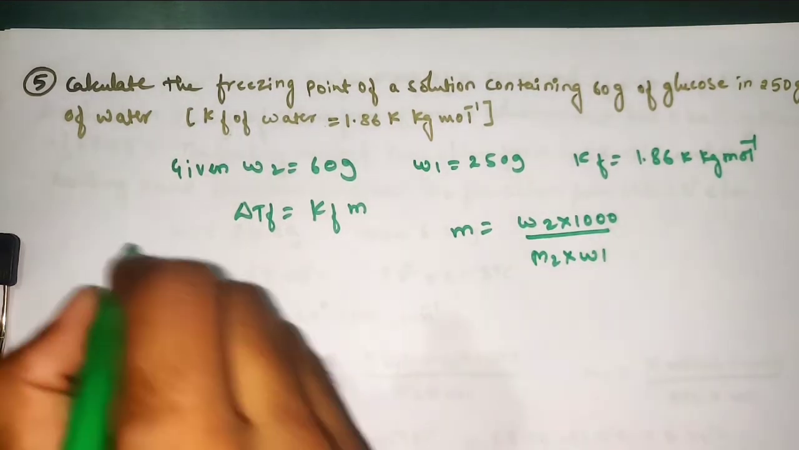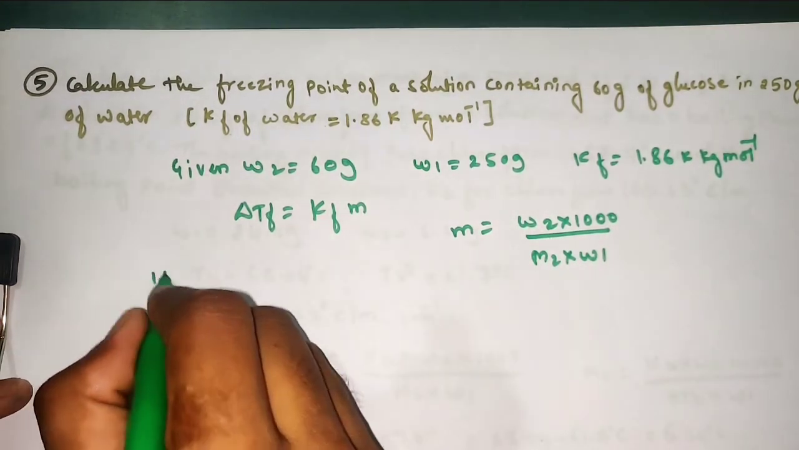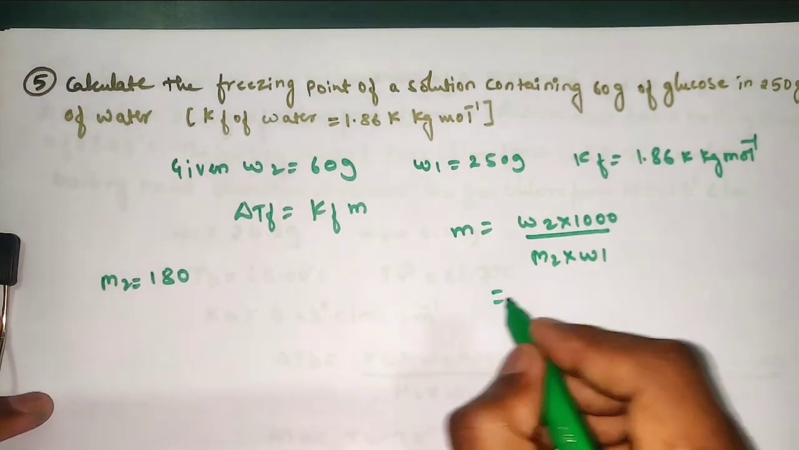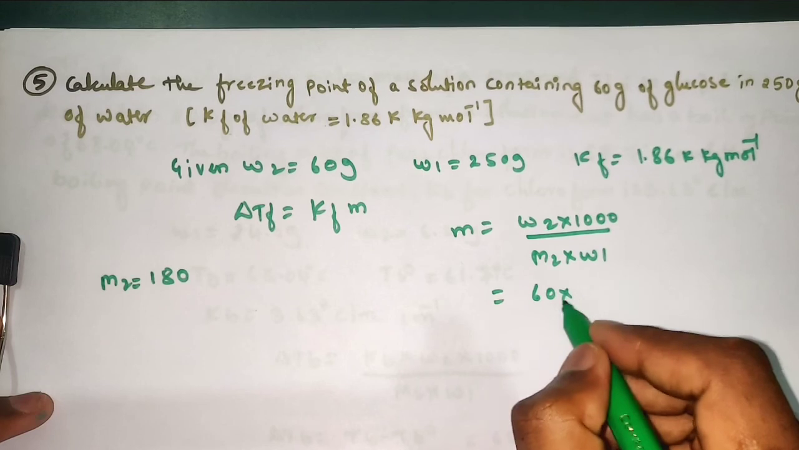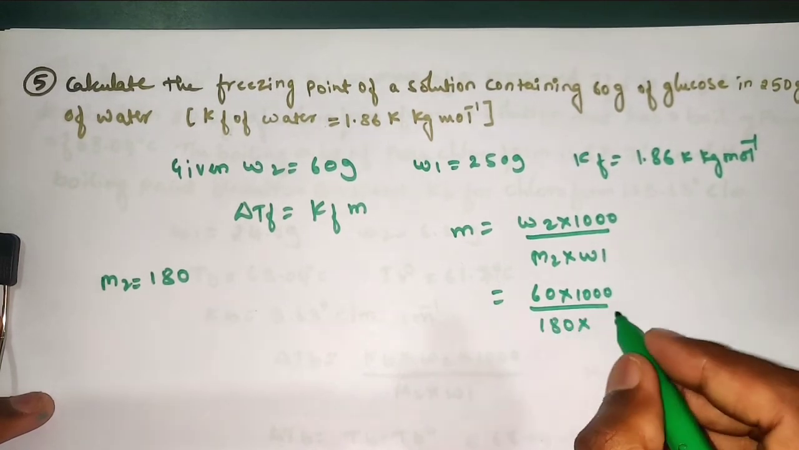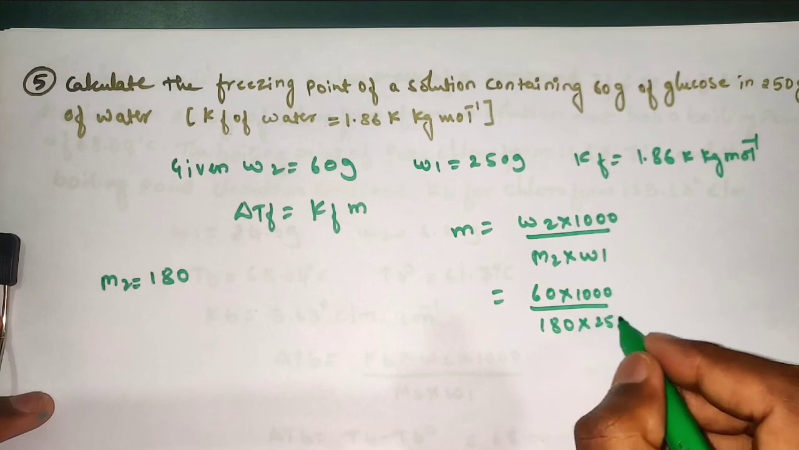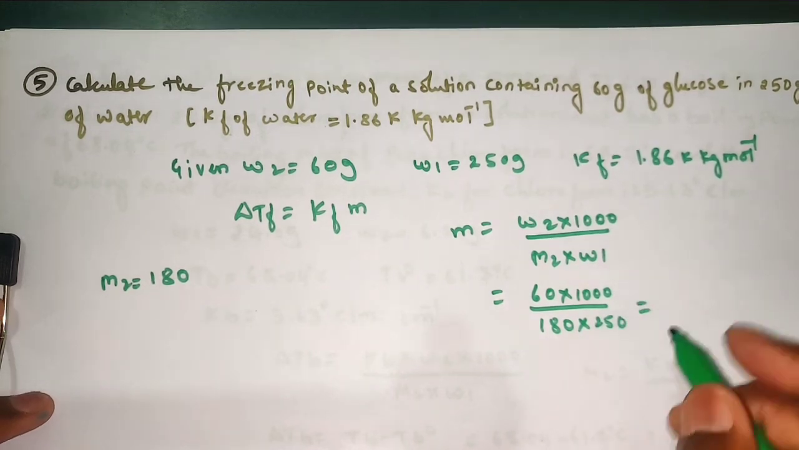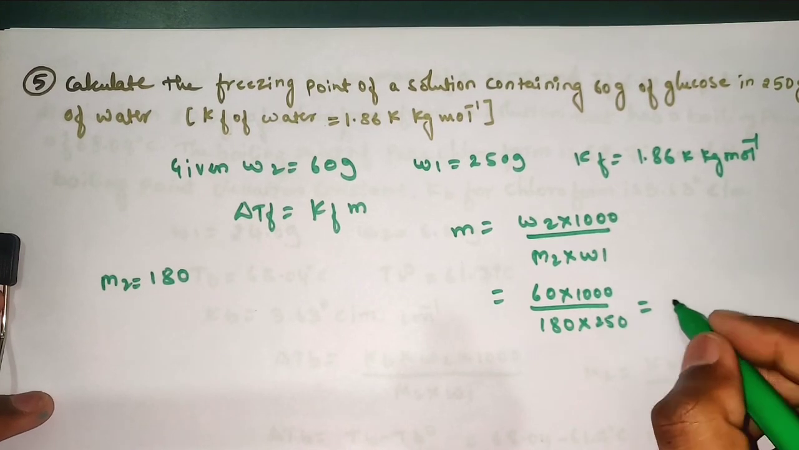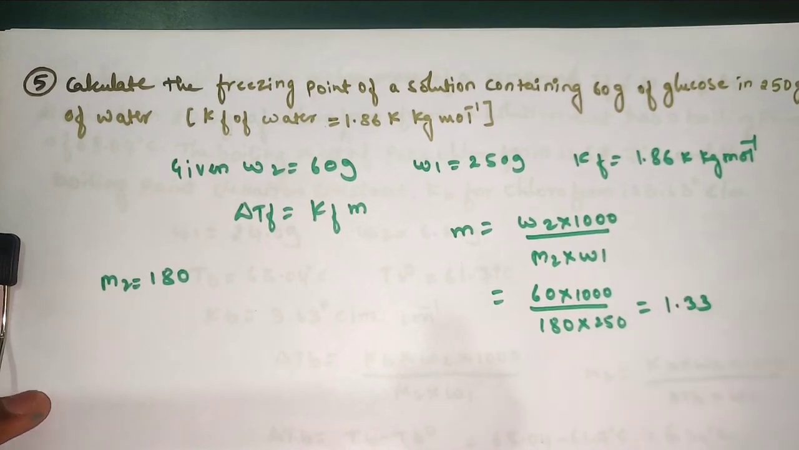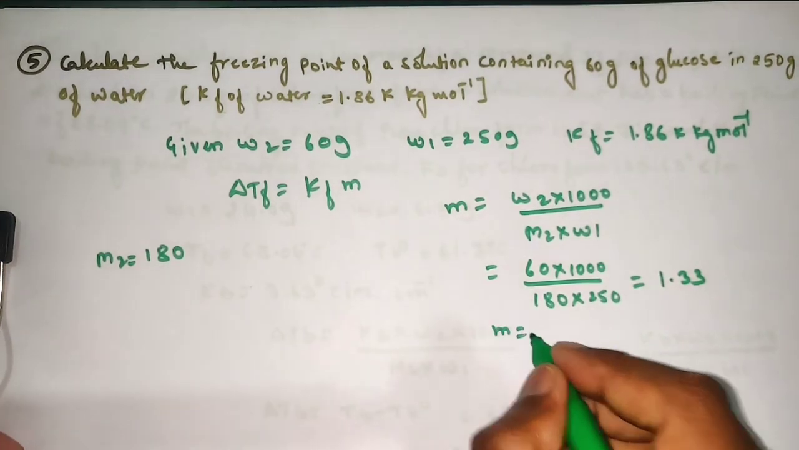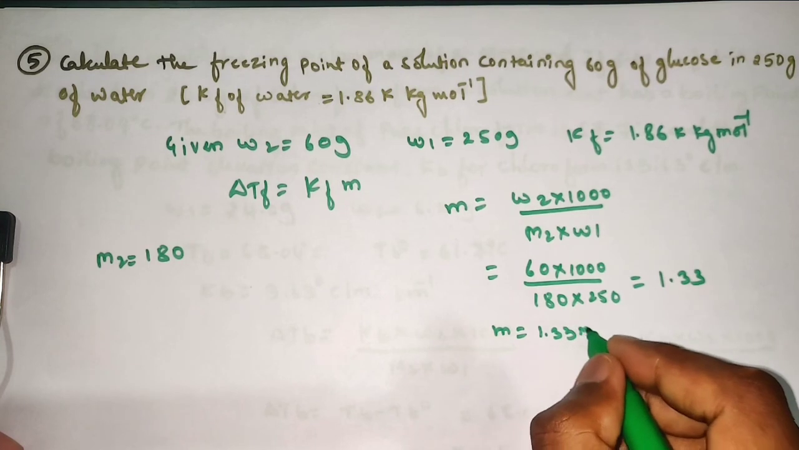So glucose they have given. What is the mass of glucose? That is 180. So apply here. W2, how much is there? 60 into 1000 upon 180 into W1, how much? 250. So this will be approximately 1.33. What is this? This is the molality. 1.33 mole we can write.